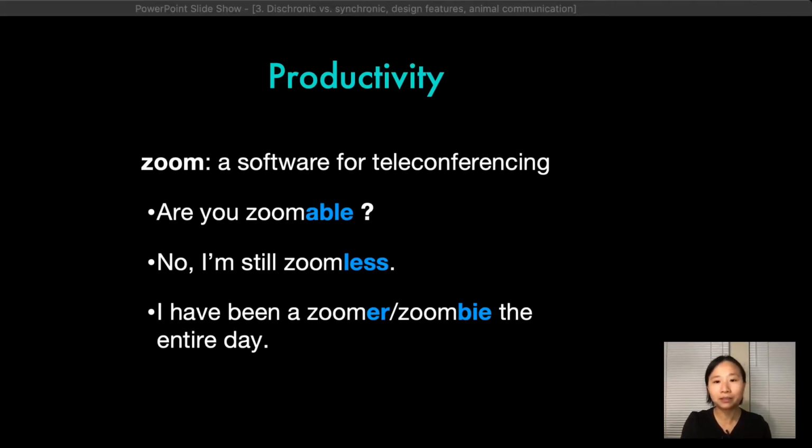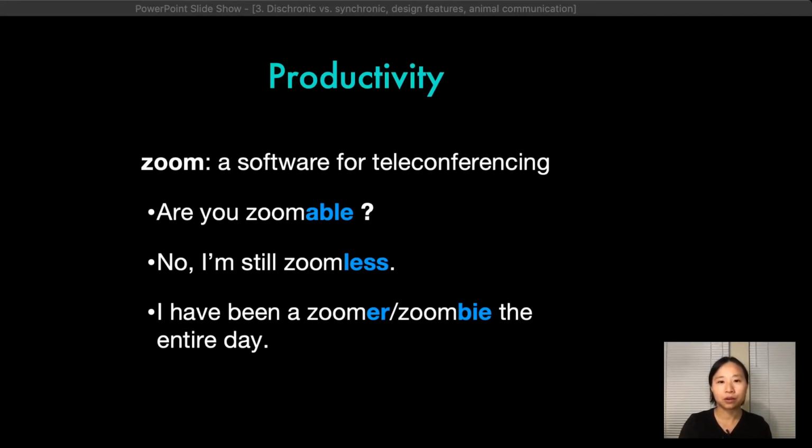We've said that productivity allows us to readily coin new words using existing pieces. Here I'm using Zoom as an example. In case you have been living away from human civilization in the past months, Zoom is a teleconferencing software many humans nowadays rely on to safely communicate with other humans because of the pandemic.